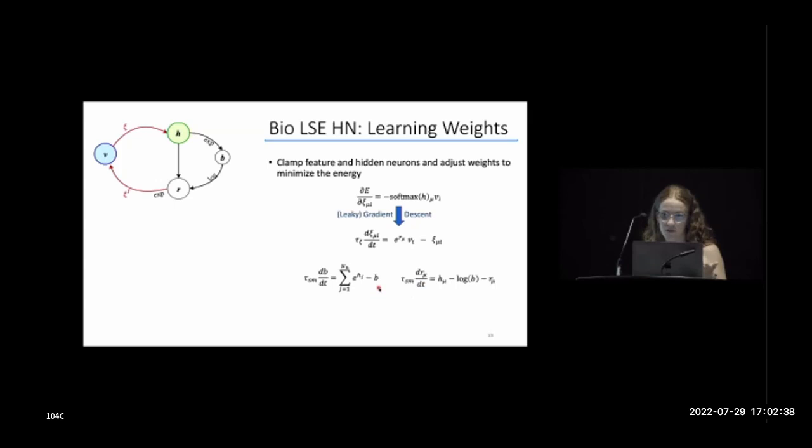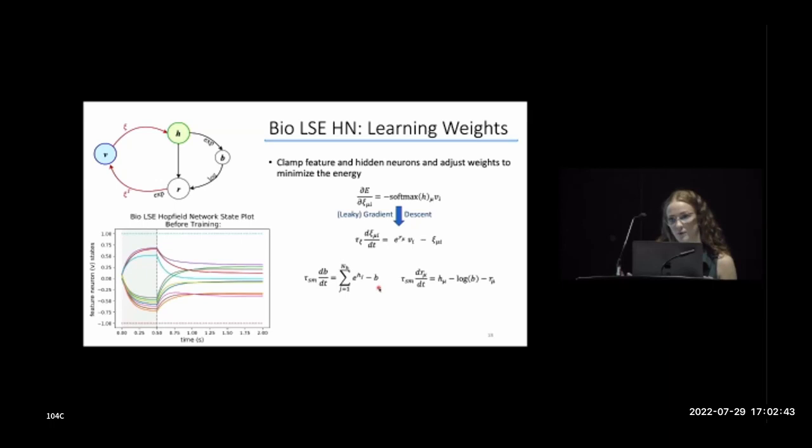So just to visualize, of course, if we use random weights, there's nothing stored in the memory, so nothing will be restored. However, when we learn the correct weights, we see a behavior that looks a lot more like the original LSE.